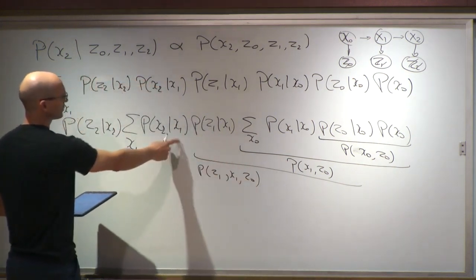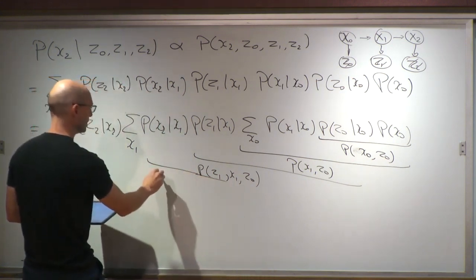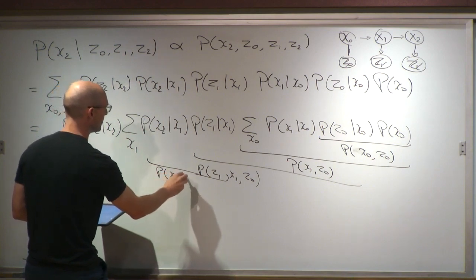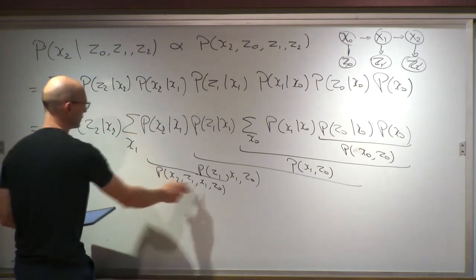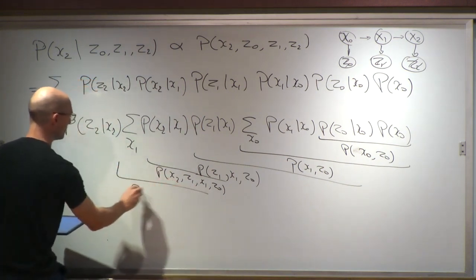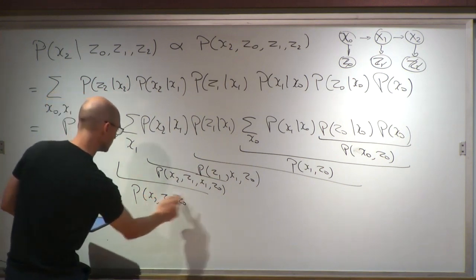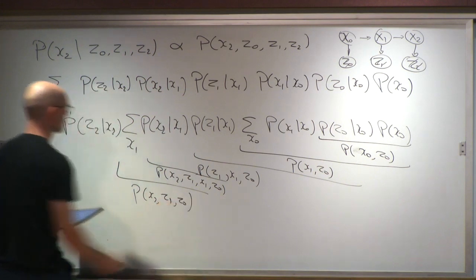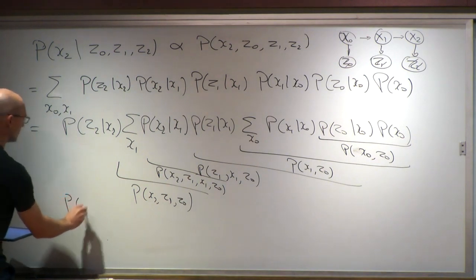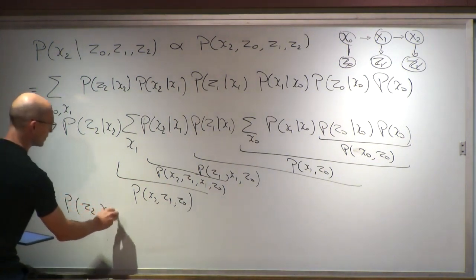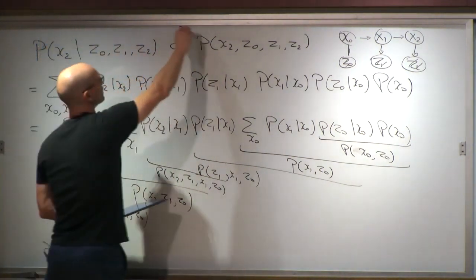Then we multiply with x2 given x1. So here we'd have p(x2, z1, x1, z0). Then we sum out over x1, so it disappears. So after here, we have p(x2, z1, z0). And then here we multiply z2 given x2. So at this point we have p(z2, x2, z1, z0), which is indeed what we have over here.